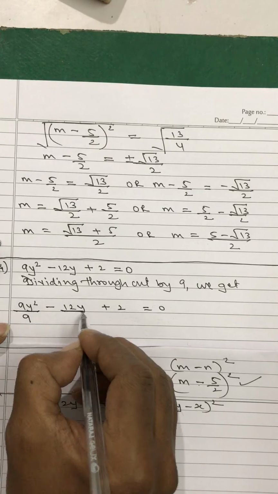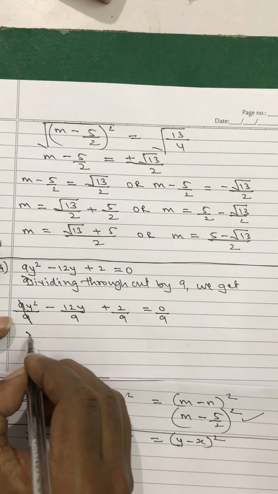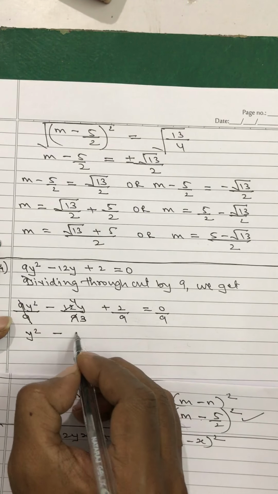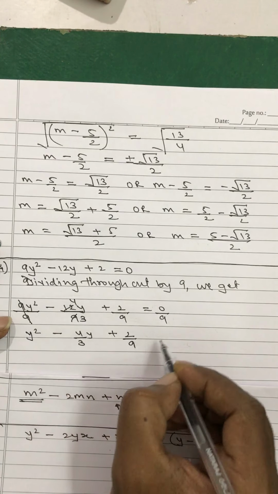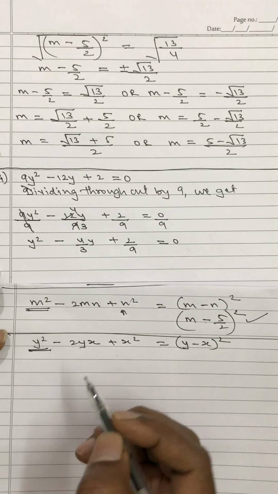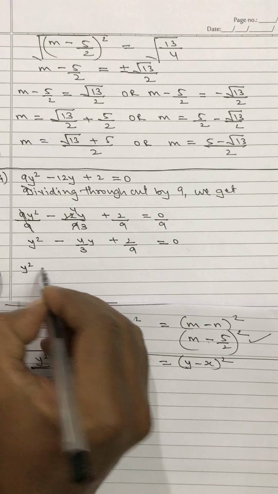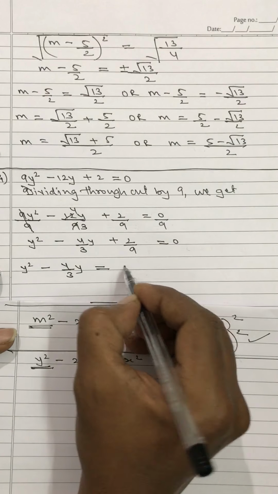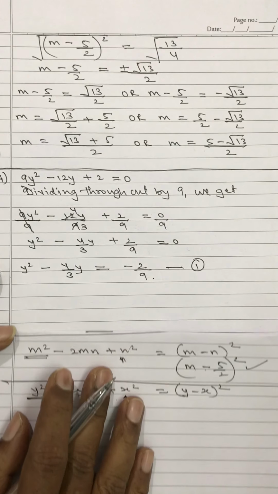This also I divide by 9, this also I divide by 9, this also I divide by 9. These both will go, I will get y square minus 4 upon 3 y plus 2 upon 9 is still equal to 0. So my y square is set, and now I will have to think about x square. For that I will shift this on the other side, y square minus 4 upon 3y is equal to minus 2 upon 9. Now this is my first equation.